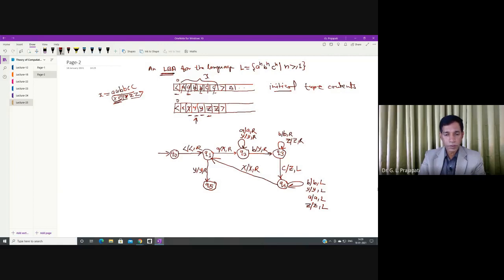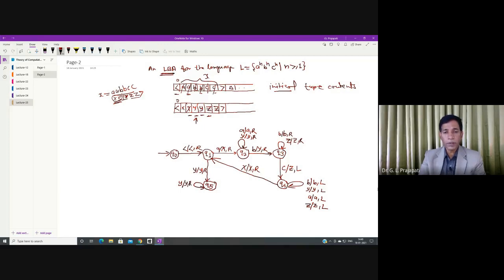Okay. Once your head is scanning the symbol y, you just replace y with y, meaning you are not changing the y. You just go to the right. You may have some more y's. You just scan, replace with y and go to the right.